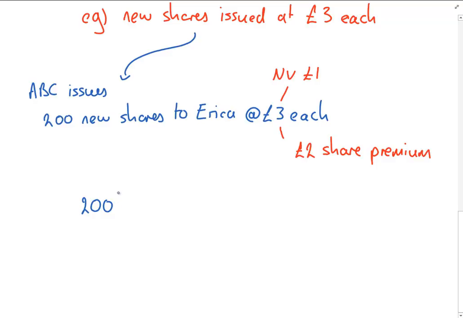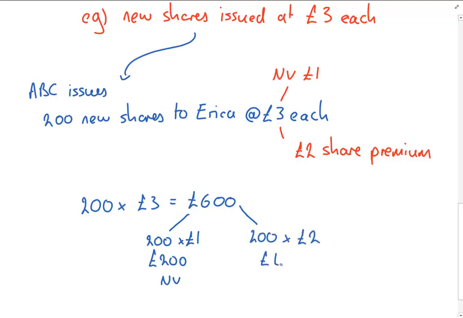So 200 shares are issued at £3 each, which totals £600 to the company. Of that, 200 represents the nominal value. Sometimes that's called the ordinary share capital, and 400 represents the share premium. I know I'm keeping this simple. I know the issuing of shares can get more complicated with preemption rights, but that is the absolute basics.